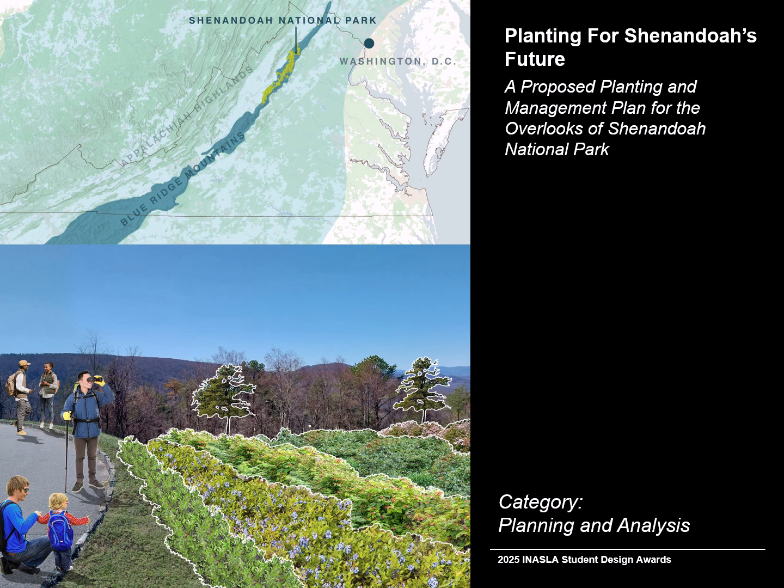Hi, my name is Anna Hildebrand, and my capstone project is entitled Planting for Shenandoah's Future, a proposed planting and management plan for the overlooks of Shenandoah National Park.